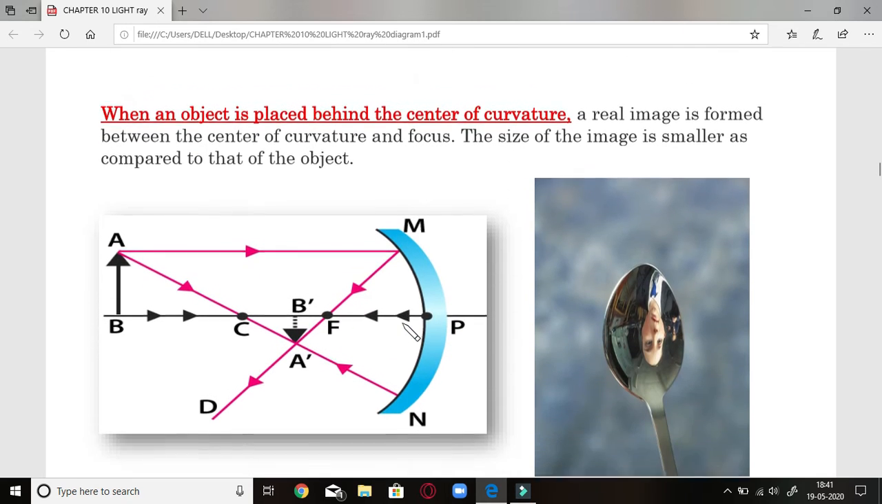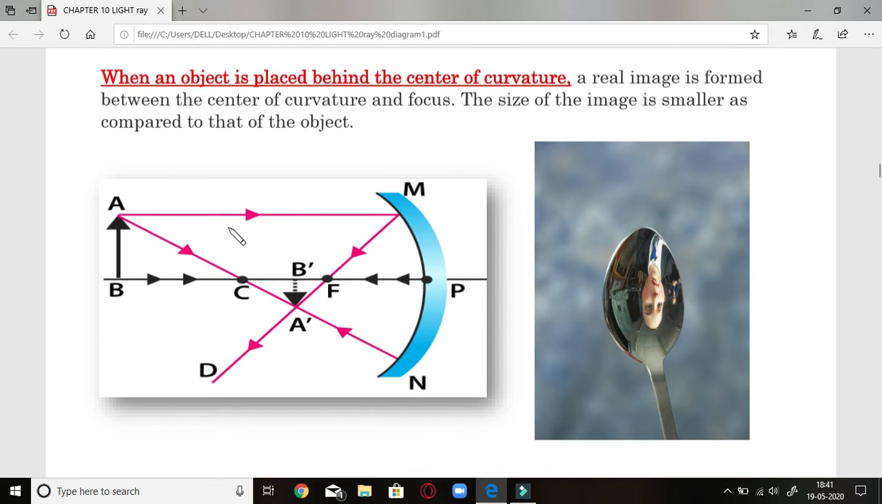Now let us see the next diagram, when we have placed our object beyond C. That is not at infinity but quite far away from us. Now in that case, as you can see in a real picture, a girl is looking at herself. She has kept this spoon at a far distance and is looking at her image, which is inverted and real, and small in size. So this is when she has kept herself beyond C.